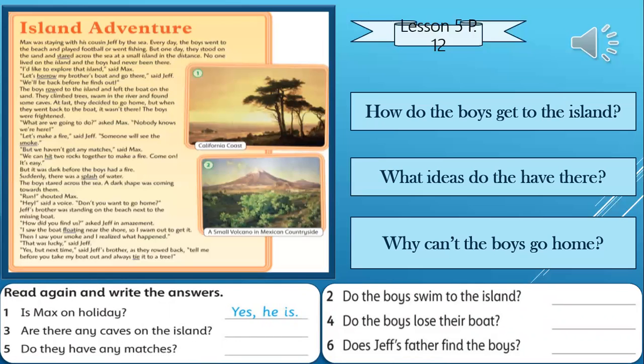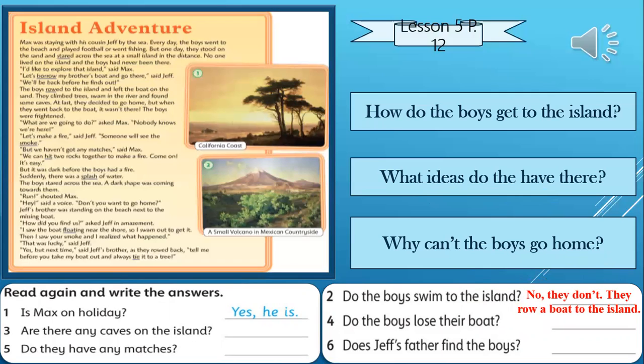Number 1, is Max on holiday? Sure, yes, he is. It's answered. Number 2, do the boys swim to the island? Yes, very good. No, they don't. They row a boat to the island.